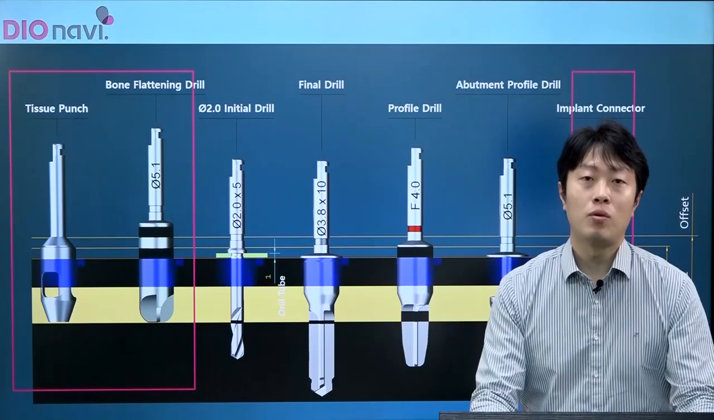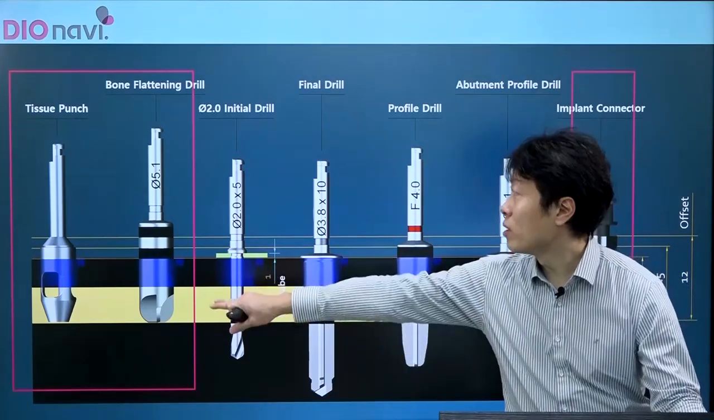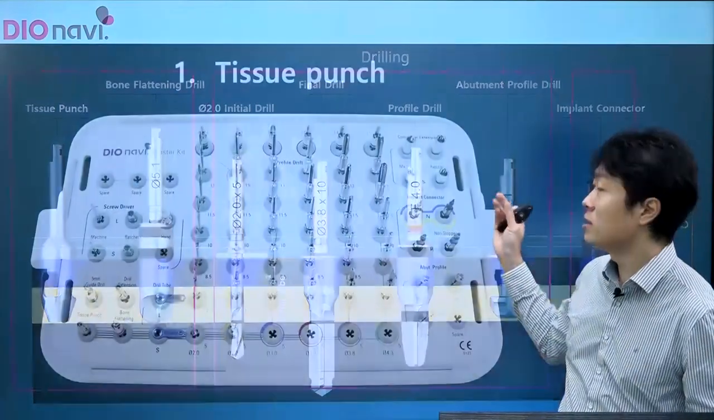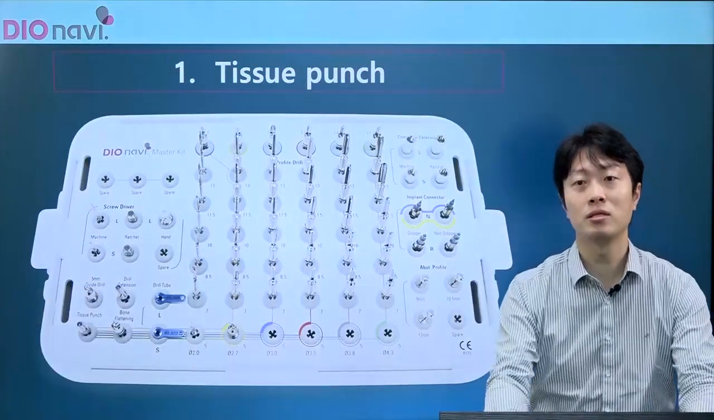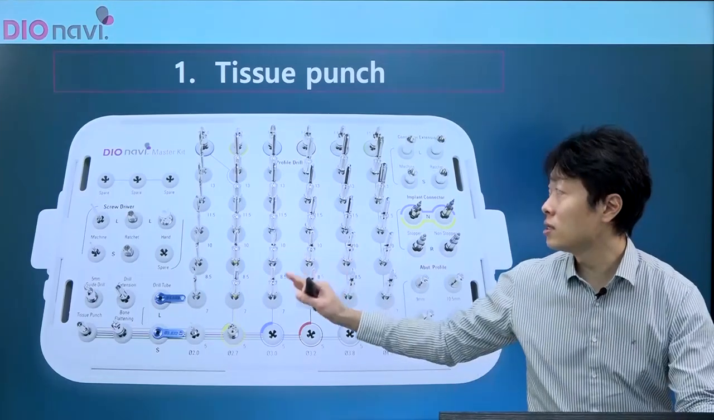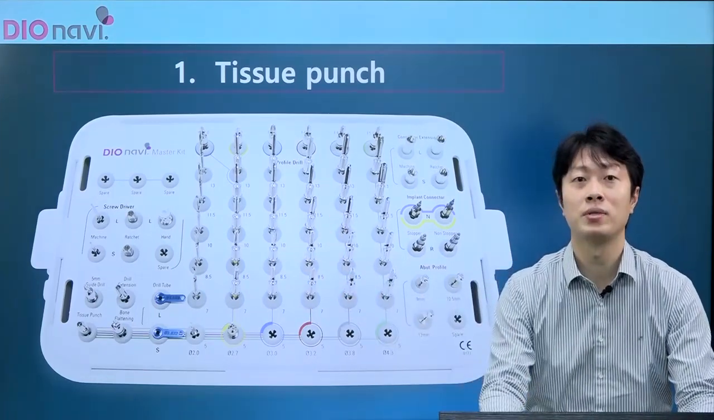The surgery process can be divided into three stages: the pre-drilling preparation stage, the drilling stage, and the implant placement stage. Let's first take a look at the pre-implant drilling stage.